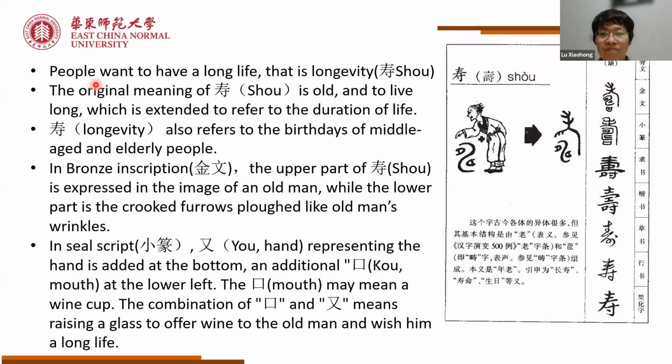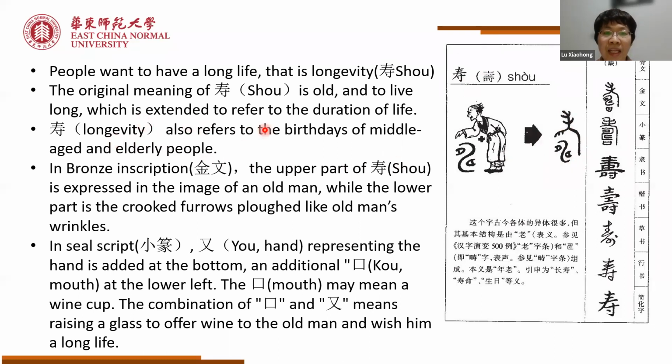As we know, when people are growing old, they all want to have a long life. That is the word longevity in Chinese, shou. The original meaning of shou is old and living long. You can see this part is lao. It's like lao. So shou, longevity.